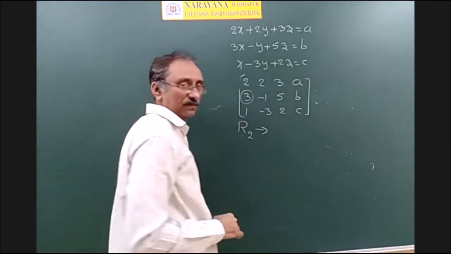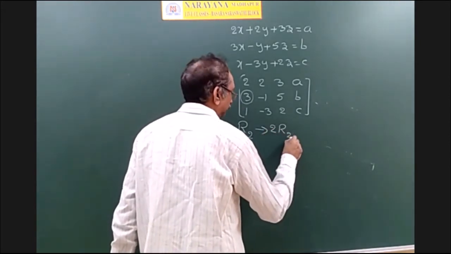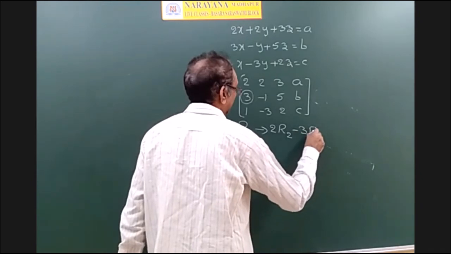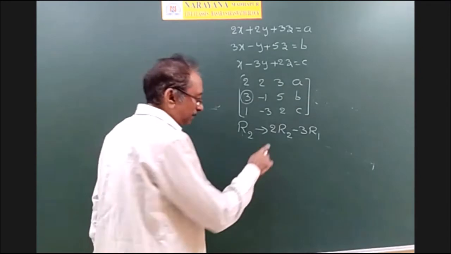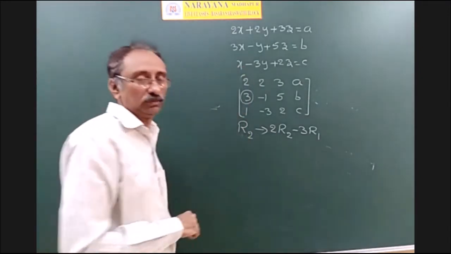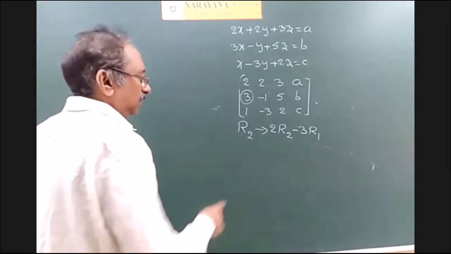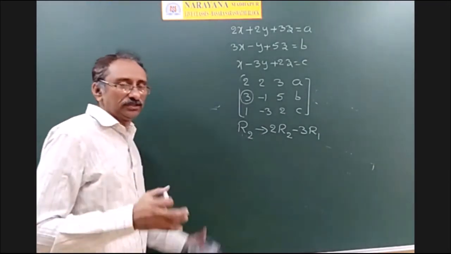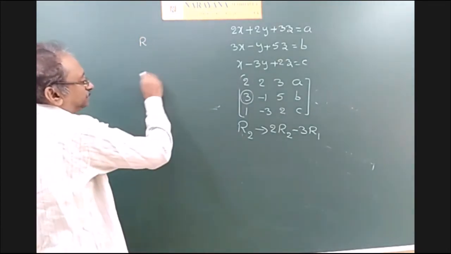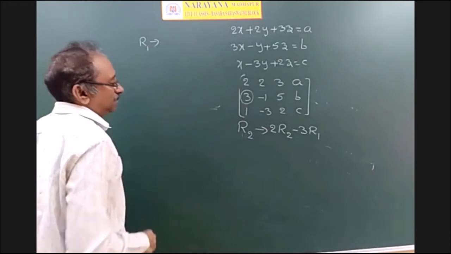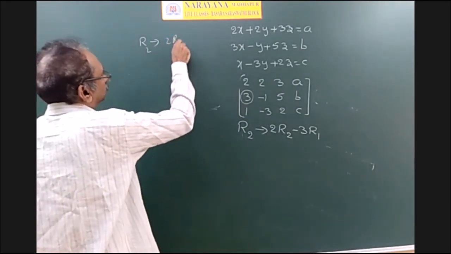See what operation I am applying. This is 2R2 minus 3R1. Up to now we didn't apply this operation, but we can do it. We cannot do this operation in determinants. See the difference. What is meant by this? We combined two operations together. First of all, what I did is I multiplied the second row with 2.